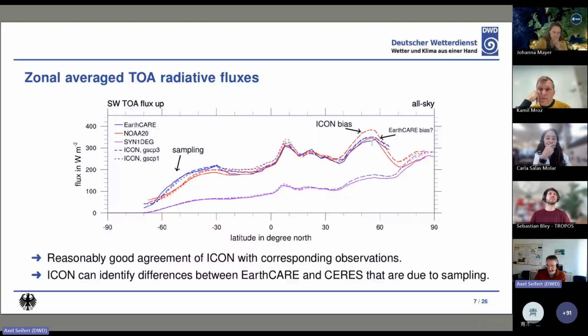In the level 3 product, we have a fairly good agreement, but this bias at 50 to 60 north is also reflected in the full diurnal cycle and the full data set. So this is important to look at. It's not just at local noon where we have the polar orbiters, but it's also visible in the full data set. And of course, the mean of the full diurnal cycle is lower than what we get from the polar orbiter. That's easy to understand, but an important message.